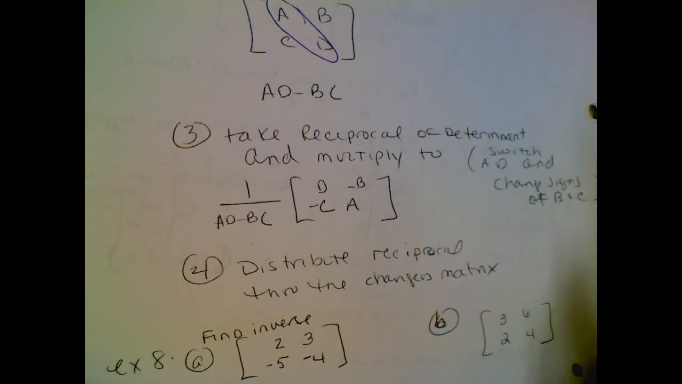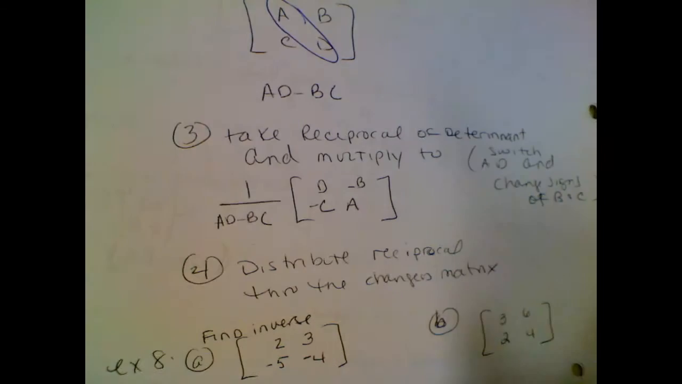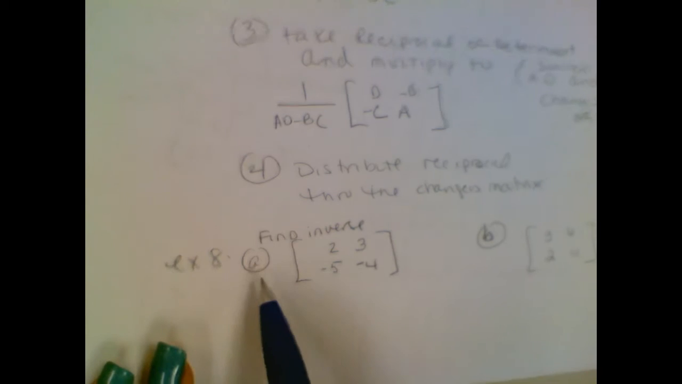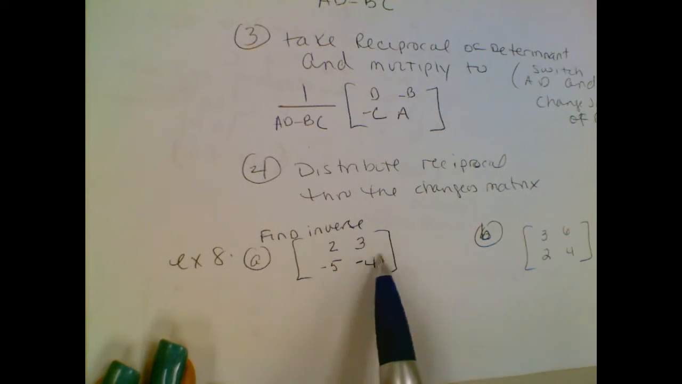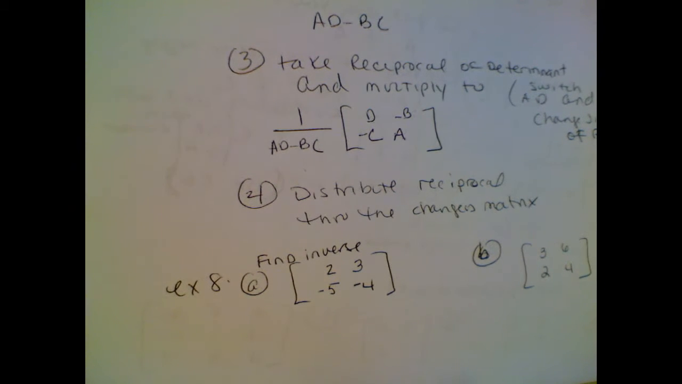It won't matter. So your determinant, the value is not going to change, but in order to get the inverse, you have to do this. And then your last step is you're going to distribute that inverse to each one of these, and you're going to get your answer.